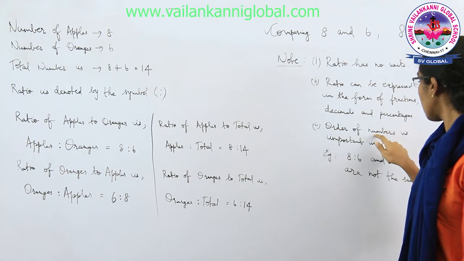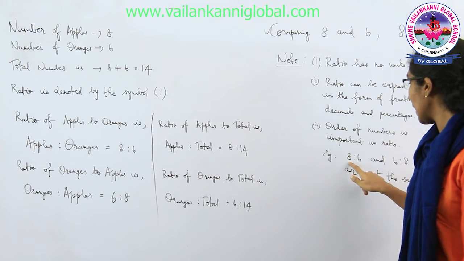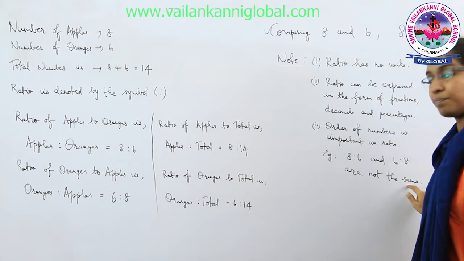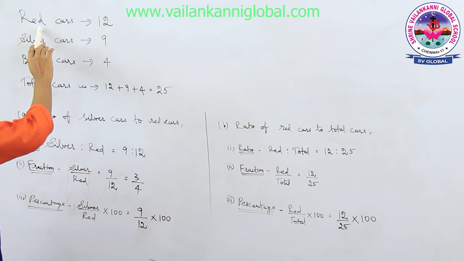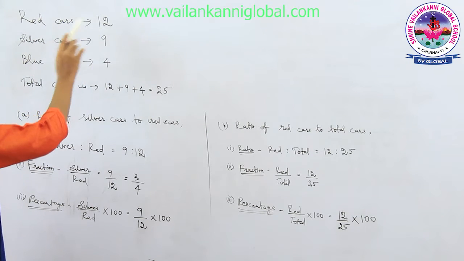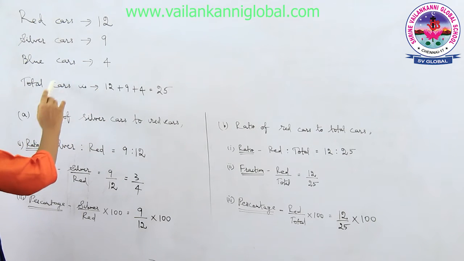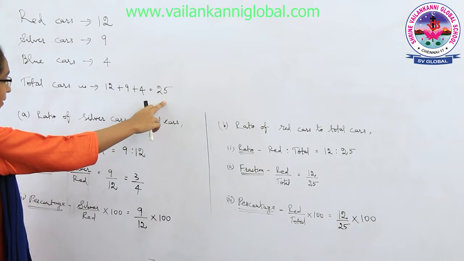And the order of numbers is important in ratio. The order is 8:6 and 6:8 are not the same. They both are different. So let's see an example for ratios. A person has number of red cars is 12, silver cars is 9 and blue cars is 4. Hence the total cars is 12 plus 9 plus 4, which gives us 25.